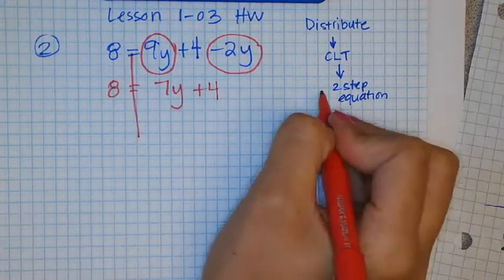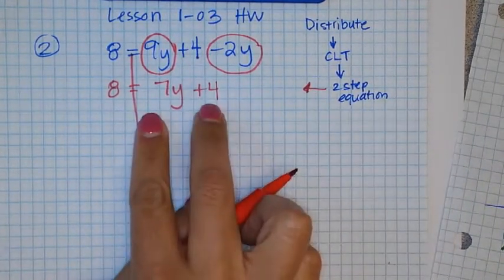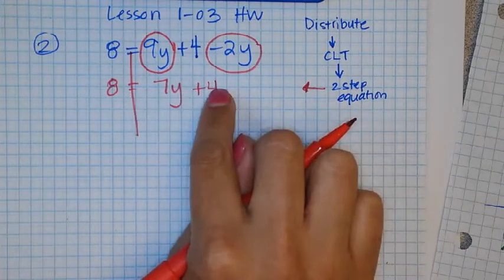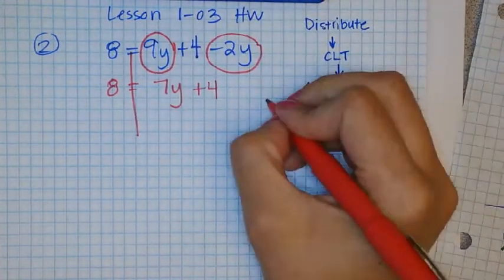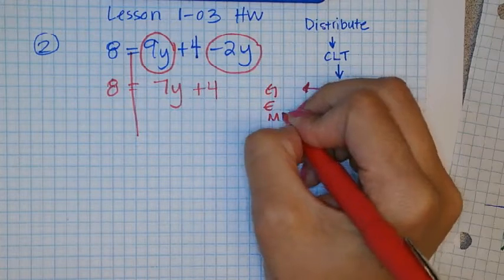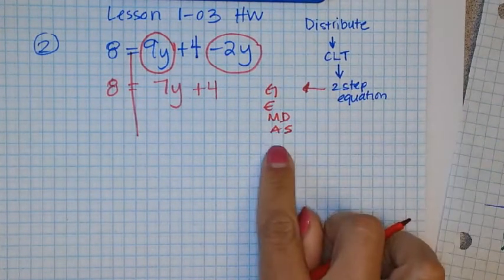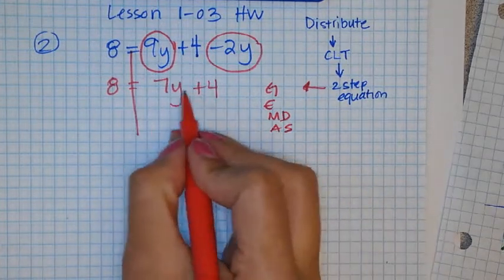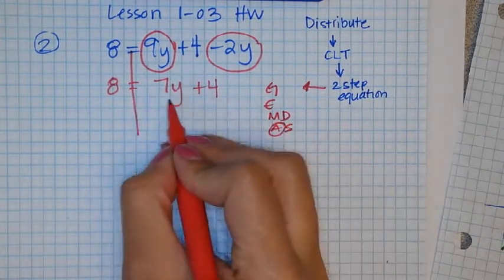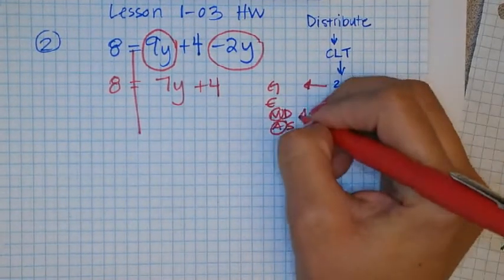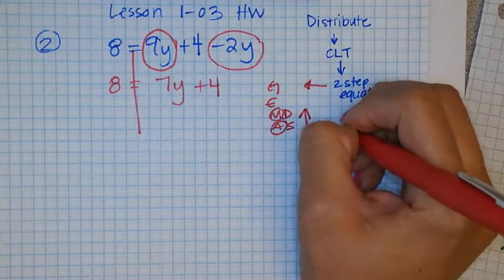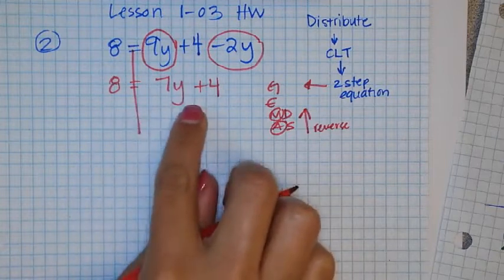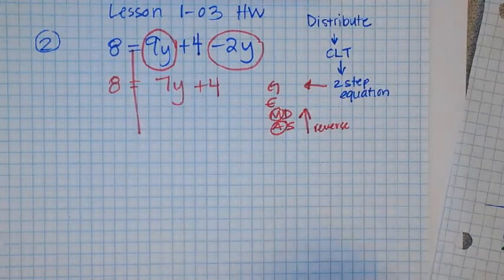Now it's a two-step equation, right? So now I have a multiplication and I have an addition, okay? And I'm going to reverse that. It helps you to write the order of operations mnemonic over here, if you like. So I have an addition and I have a multiplication. You want to reverse that process, right? So that you can undo the operations and find your mystery number, in this case the y.